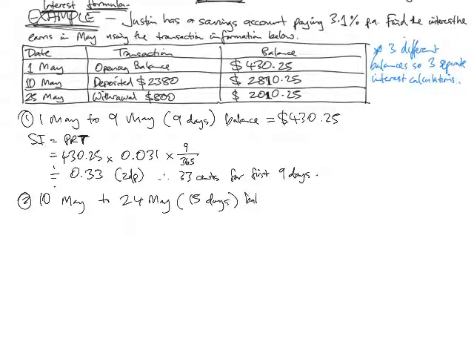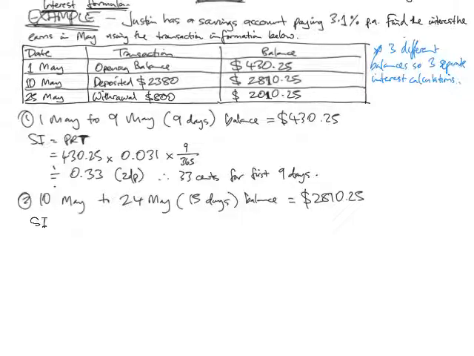The balance was, because it grew, he put money in, $2810.25. Notice how we haven't added this 33 cents to it, because remember the interest is only added into the account at the end of the month. We just need to know how much interest was generated from this balance. Add it all up at the end.